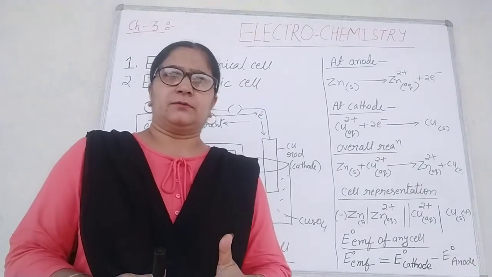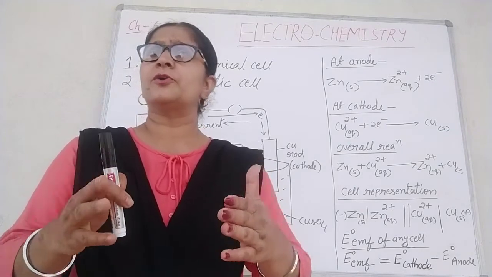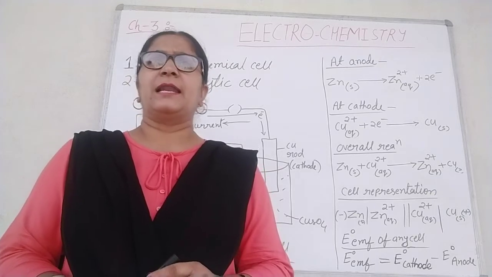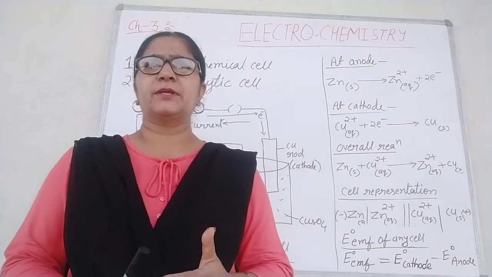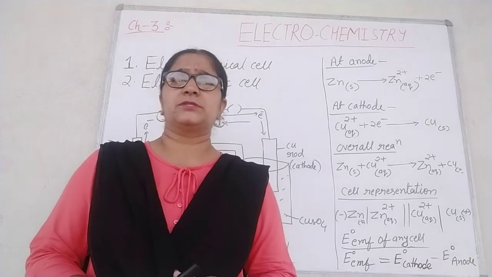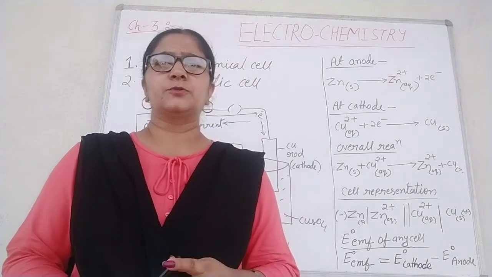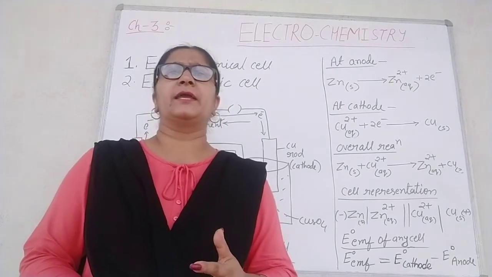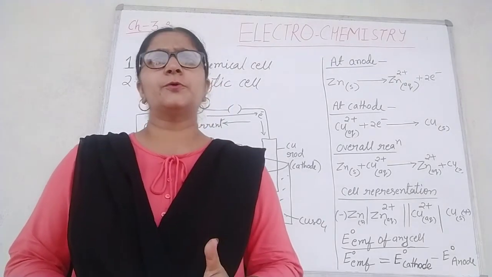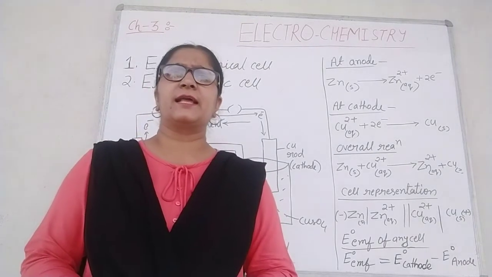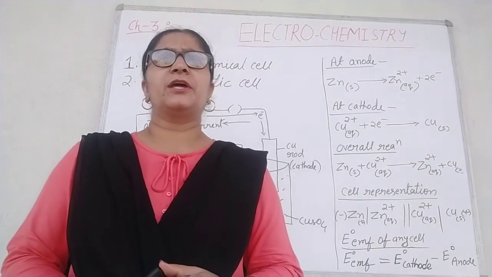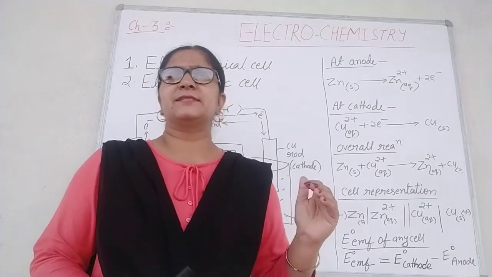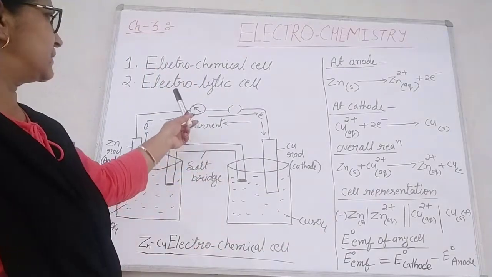This chapter is of lot of practical importance because most of the reactive elements like sodium, potassium, calcium and the compounds like sodium carbonate, sodium hydroxide, sodium bicarbonate, they are obtained by electrolytic process. Also the batteries, dry cells, fuel cells which we use, they are electrochemical cells. So first let us start with electrochemical cell.